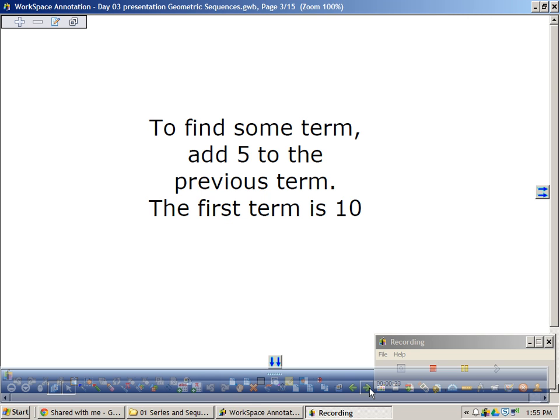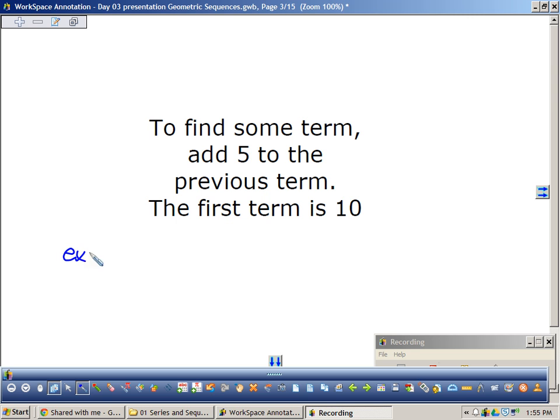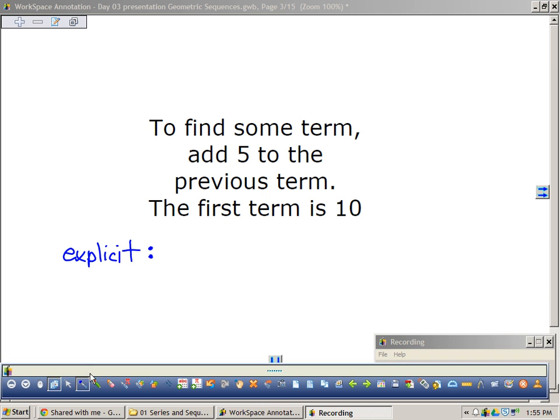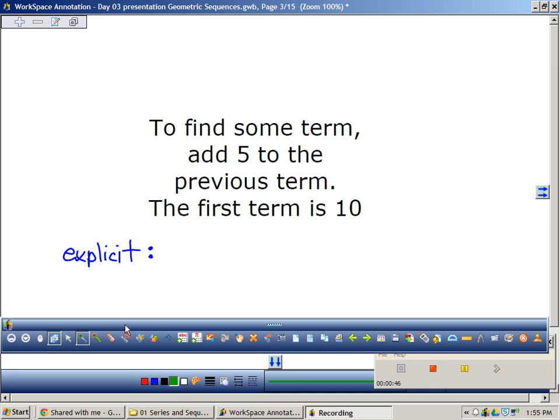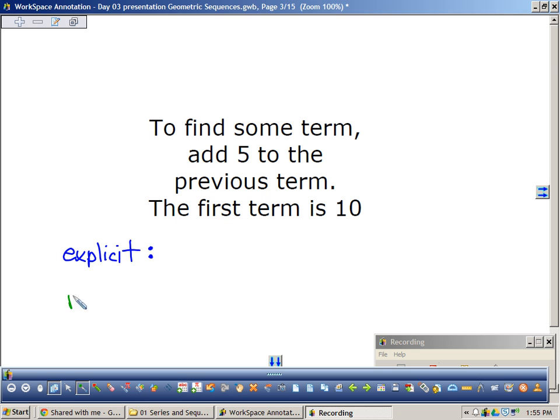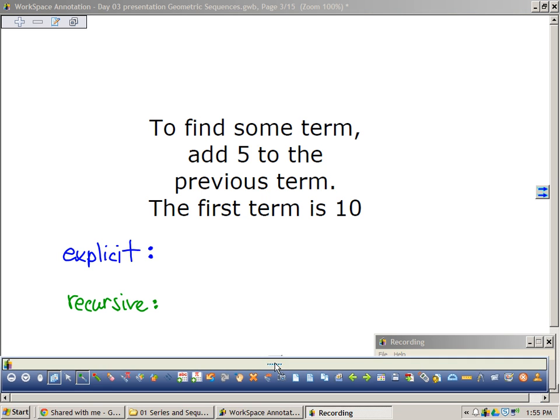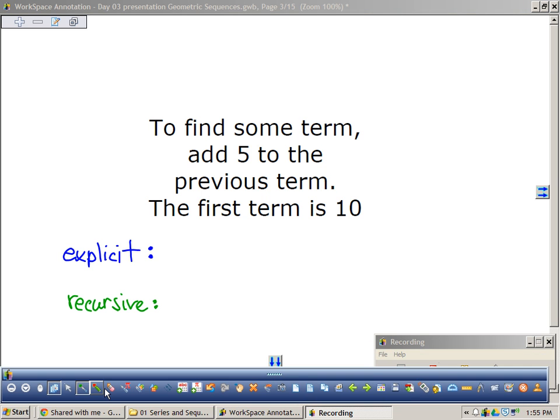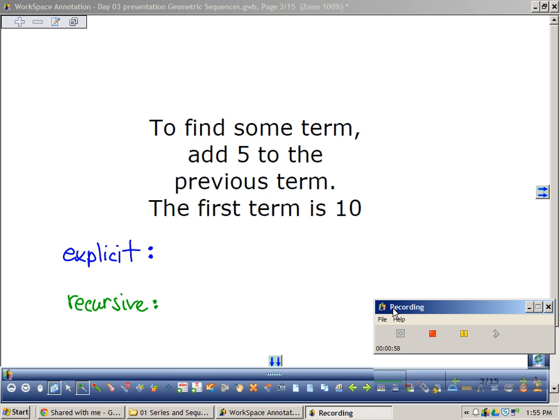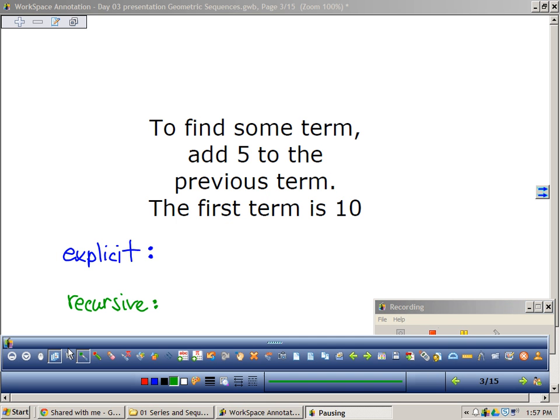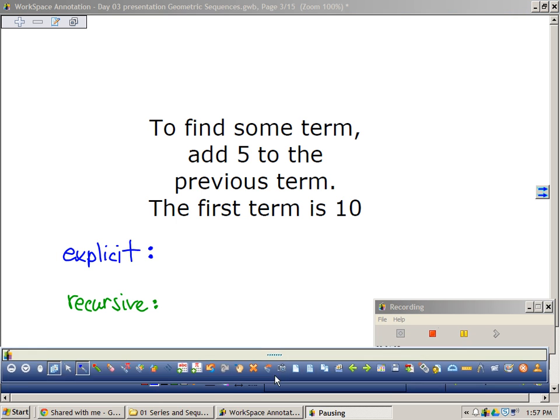I want you to write the explicit formula for this one. Actually, we're going to do the explicit and the recursive. So I'm going to give you a moment. If you're listening at home, you're going to want to pause your recording. Okay, if you're a little bit stumped, I'm going to go ahead and write your explicit and recursive formulas up here for you.